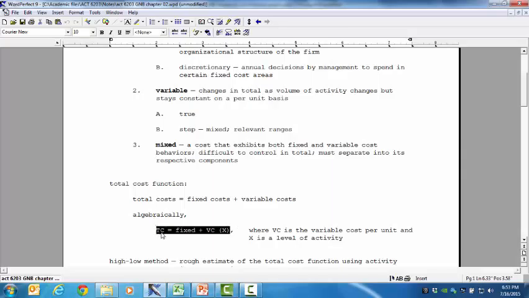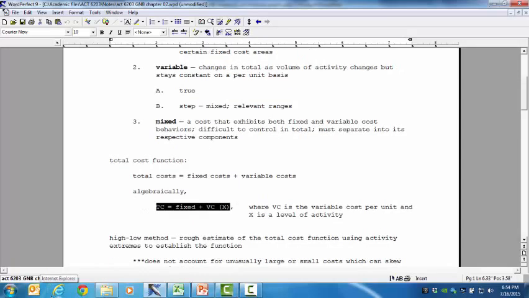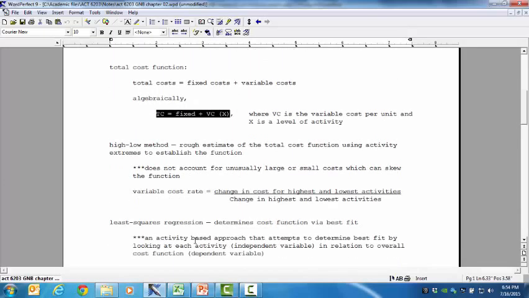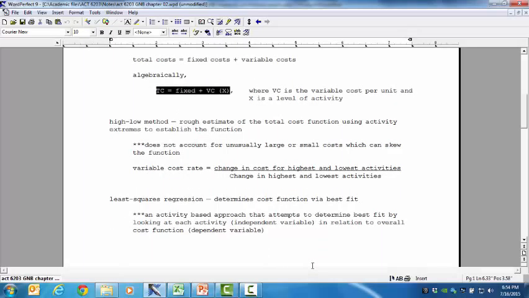And the whole premise behind creating a cost function is that we can use it as a predictor for future costs that we may be trying to estimate. There are two primary means of doing this. There's something called the high-low method, where we're going to look at the highest activities and the lowest activities. And we're going to also focus on least squares regression. And this is not just going to look at two data points, the high and the low, but it's going to look at all data points. So we're going to look at some examples out of Chapter 2.